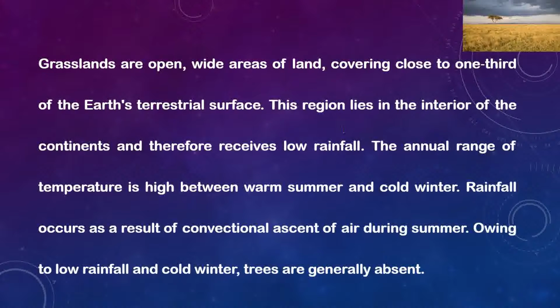This region lies in the interior of the continents. Mind it, they are generally found in the interiors of the continents, and therefore receive low rainfall. This is something very, very important. The rainfall received by the grassland is considerably low, and this factor alone determines what type of vegetation will be occurring in the grassland areas.